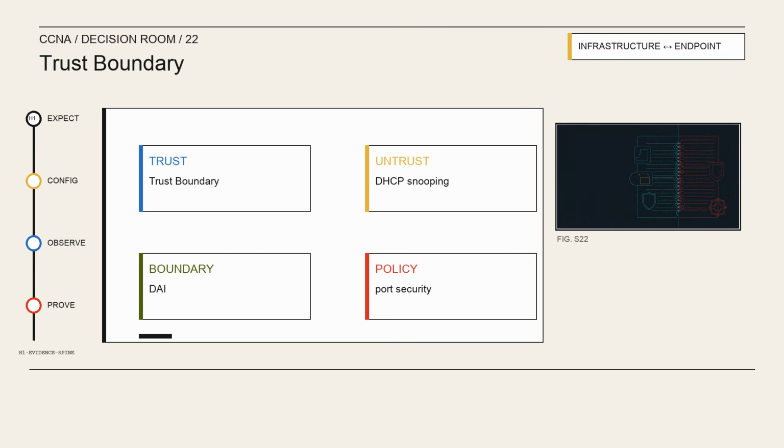Security features are easier when you draw the trust boundary. Which side is infrastructure and trusted? Which side is the endpoint and untrusted? What evidence does enforcement use? DHCP snooping builds bindings. Dynamic ARP inspection can validate against those bindings. Port security limits learned MAC addresses.